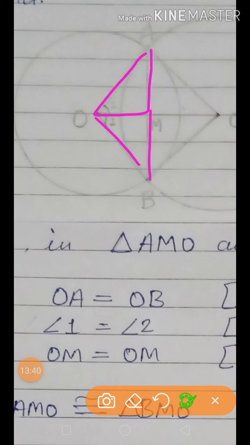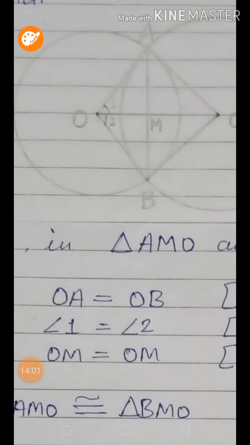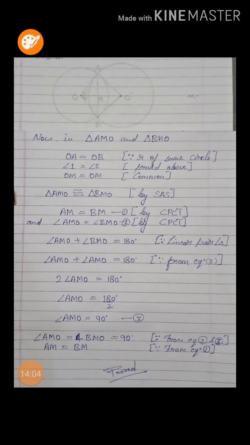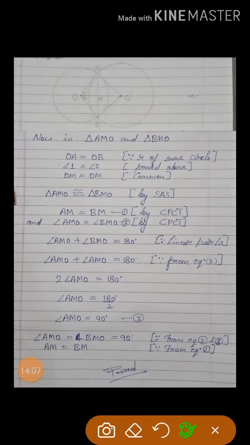So by CPCT we can also say that AM is equal to BM, that we needed to prove. So it is proved. And we can also say that angle AMO is equal to angle BMO, again by CPCT, because these are congruent triangles. The same thing is written here: AM equals BM by CPCT and angle AMO equals angle BMO by CPCT. We are naming them equation number 1 and equation number 2.